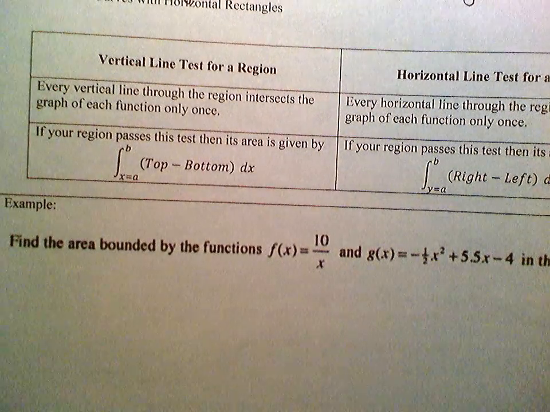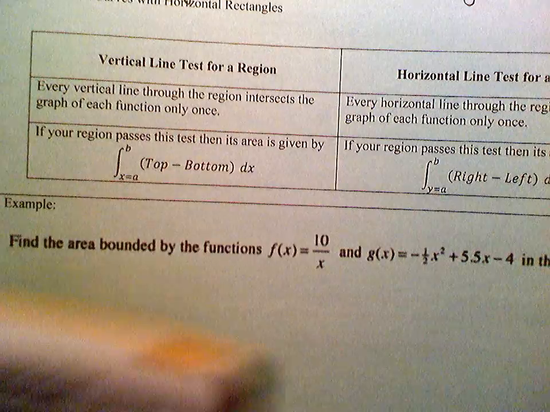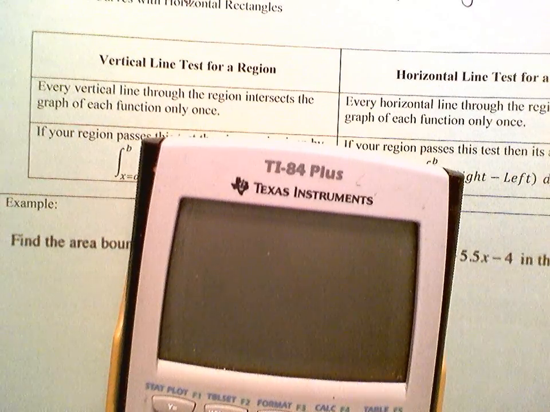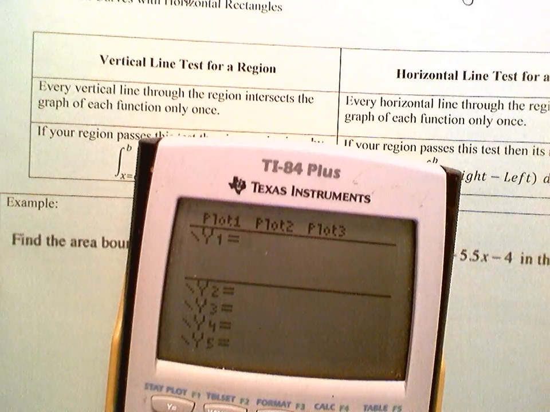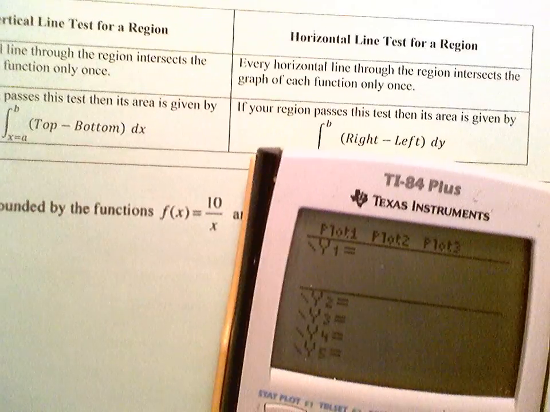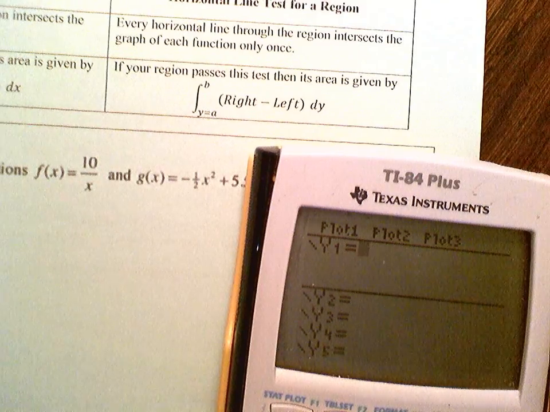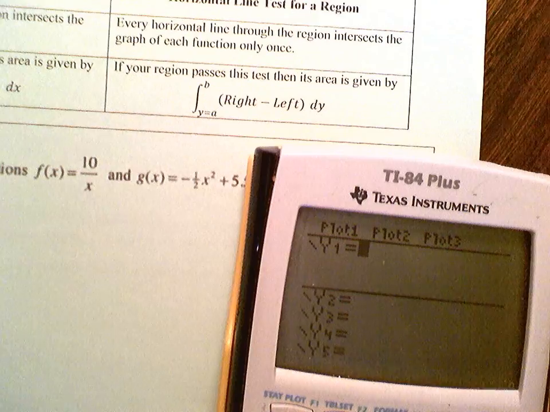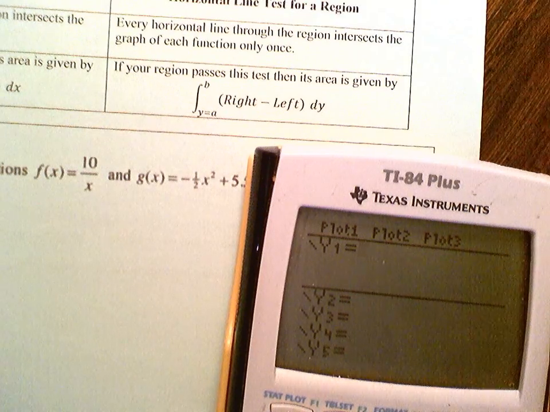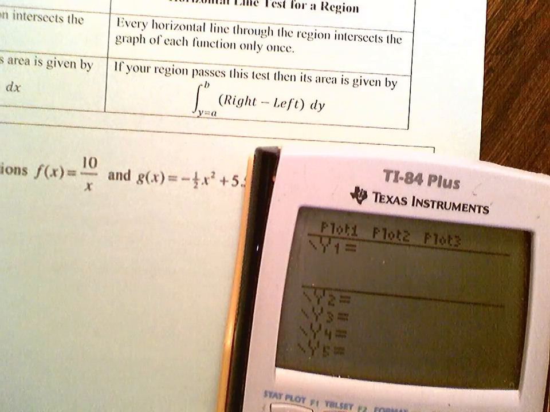Okay, so when you're doing a problem like this, where you're finding an area that is bounded by some functions, the very first thing that you want to do, if it's on a section where you can use a graphing calculator, is graph the functions and see what your region looks like. If it's a section where you can't use a graphing calculator, then they'll probably be easy functions to graph, like just the standard functions like parabolas, cubics, absolute value, things like that.